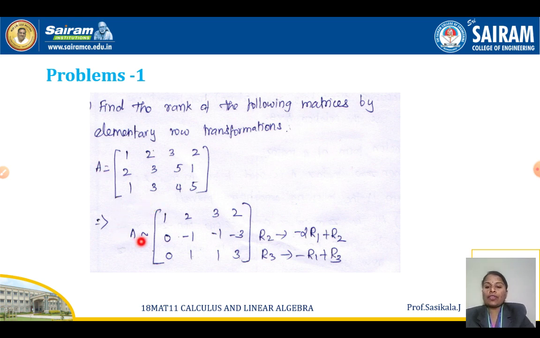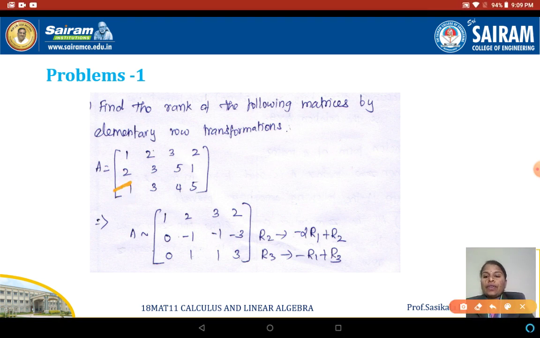So A will be, this is called an equivalent matrix, because we are doing row elementary transformation. So it will not be an equal sign, you are supposed to use equivalent. The first row we are not going to touch anything, it remains the same: 1 2 3 2. Then the second row I'm going to make 0. To convert 2 to 0, I need a minus 2. Then automatically this position will be 0. So to make this position of 2 zero, I need a minus 2. That's why I have written it.